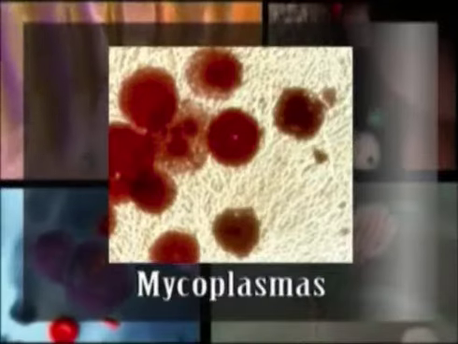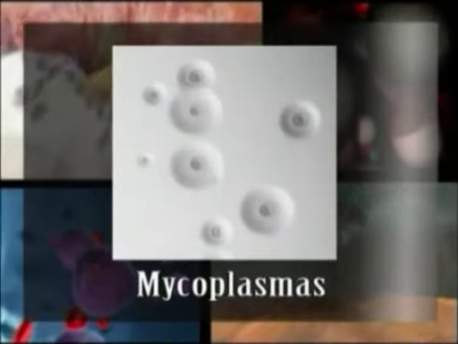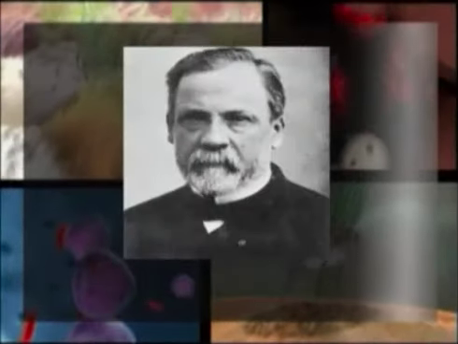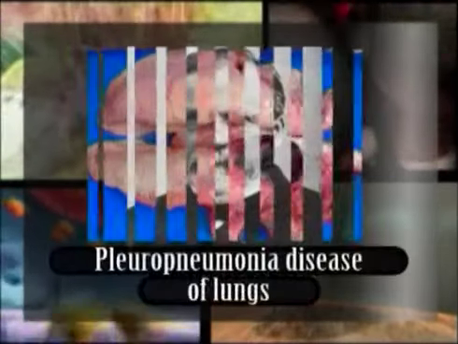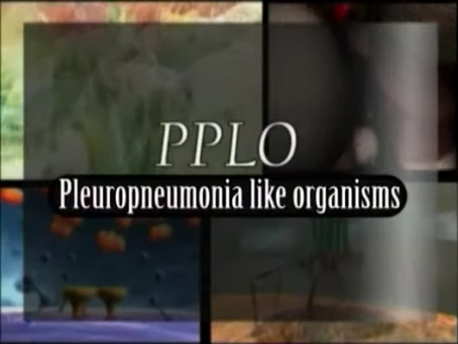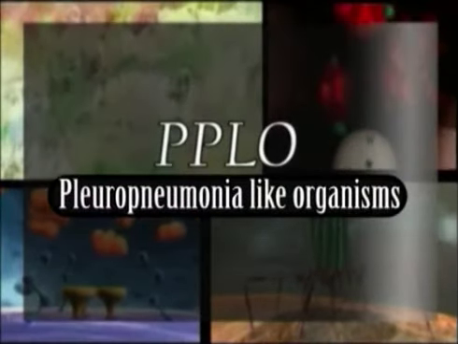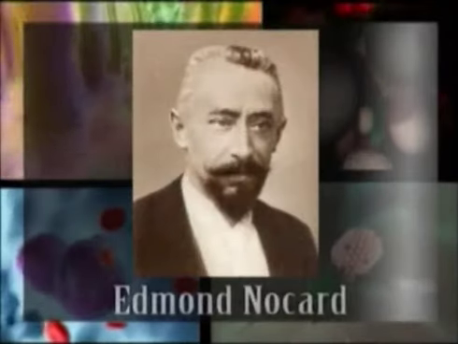They are the smallest known aerobic prokaryotes without a cell wall. Pasteur discovered them while studying the causative agent of pneumonia, and hence they are also called PPLO, or pleuropneumonia-like organisms. The first successful cultivation of a Mycoplasma, the bovine pneumonia agent, was reported by Nocard and Roux in 1889.